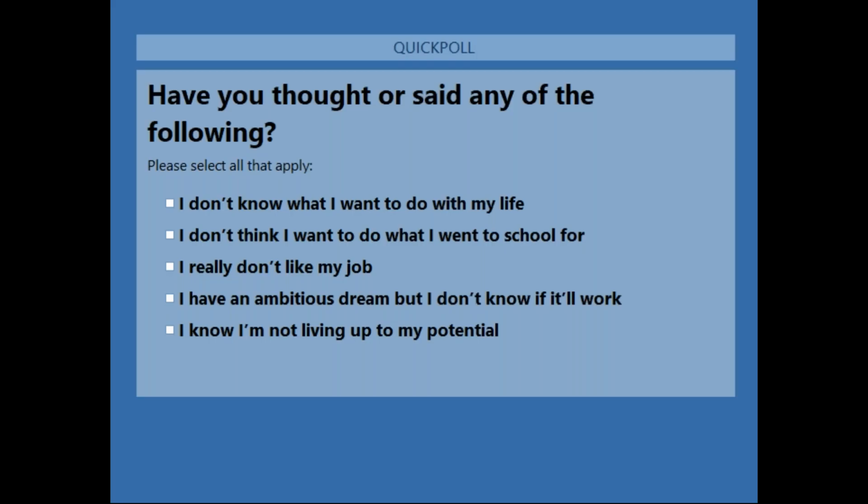Okay, so here is our second poll. Notice that you can select more than one answer on this poll, so feel free to check as many as are relevant for you. As well, for the fourth option, I couldn't write in the whole option, so I just cut it at, I don't know if it will work, but it also includes, and I don't know how to get started as well.